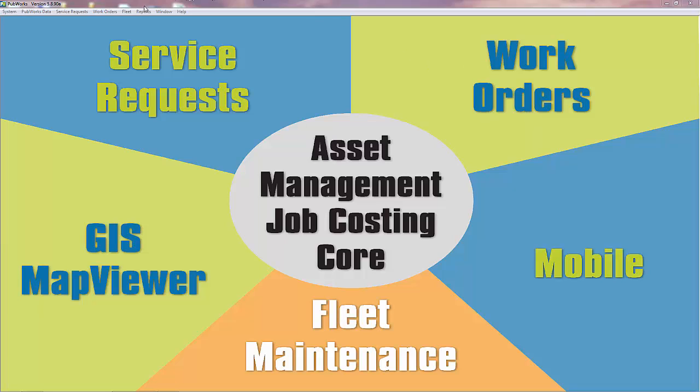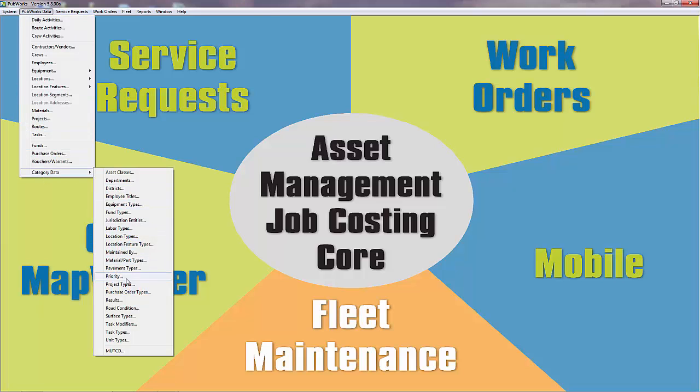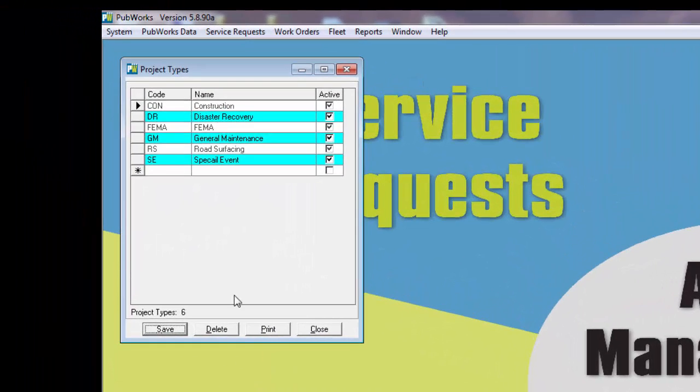Project information can be located in the main PubWorks program menu. Go to PubWorks Data, go to Category Data, and then to Project Types. Now, project types are not necessary. You do not have to have a project type, but in the case of having a very large project, like maybe a FEMA event of some sort, it can really help so that you can track your costs more easily.